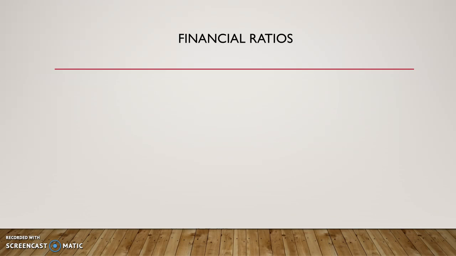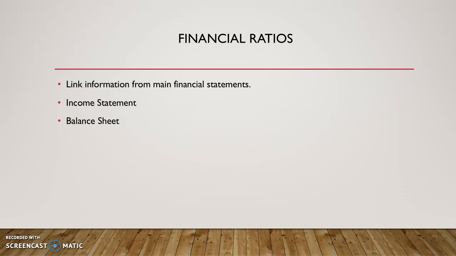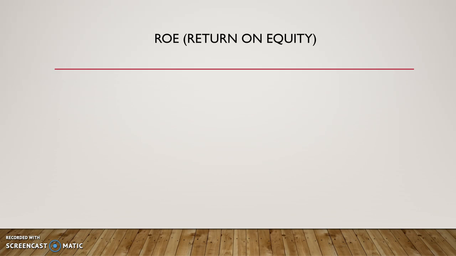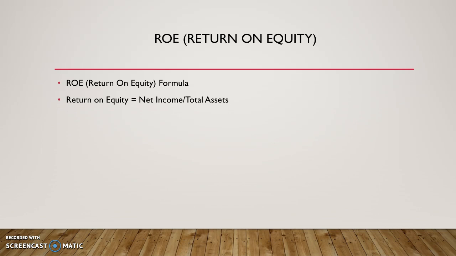Since the DuPont identity involves breaking down key financial analysis ratios, let's just take a quick look at their role in accounting. Financial ratios link together information from two of the three main financial statements on a company: the income statement and the balance sheet. By doing this, it gives a more realistic view of a company's performance. One of those ratios is the return on equity. It's a financial ratio that's defined as net income divided by total assets.